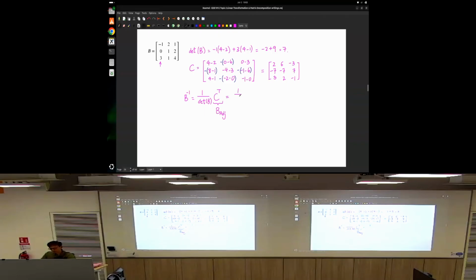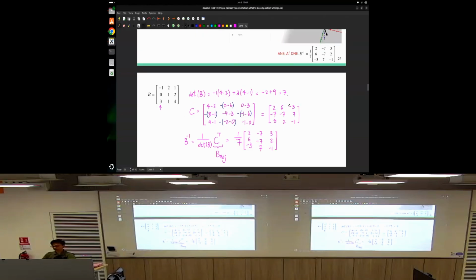So therefore, you'll be 1 over 7 multiplied by this transpose. The transpose will be 2, 6, minus 3. Row becomes column. Then minus 7, minus 7, 7. Finally, 3, 2, minus 1. Is that correct? Hopefully, I didn't make a mistake.